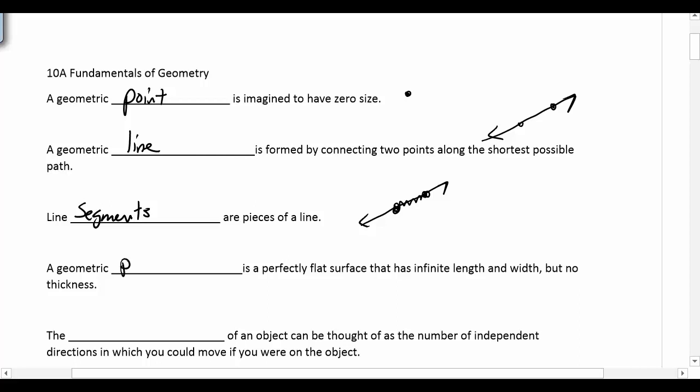A geometric plane is a perfectly flat surface that has infinite length and width but no thickness. We might describe it as sort of looking like a piece of paper, but it goes in either direction.